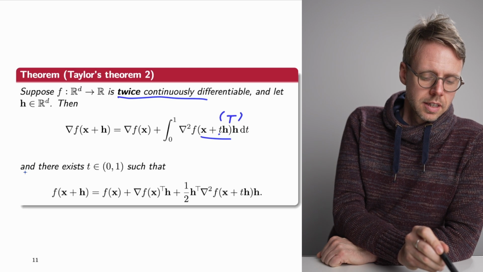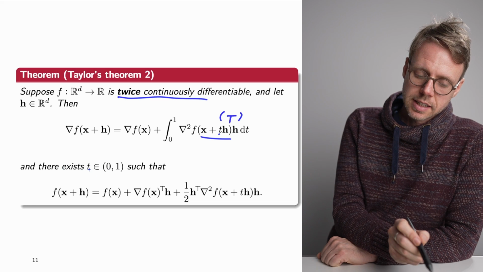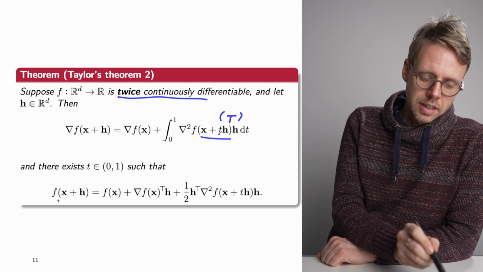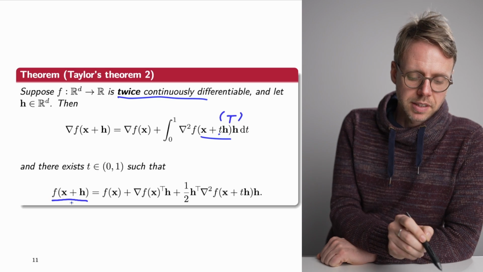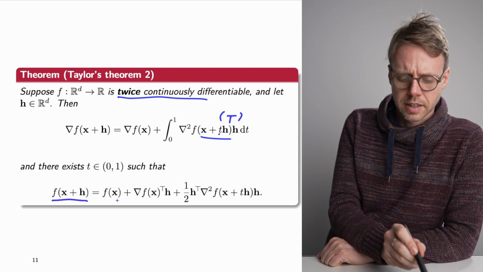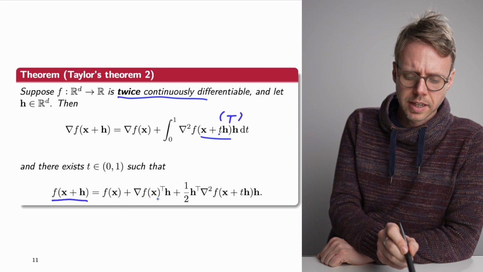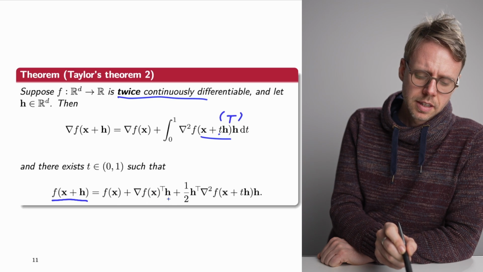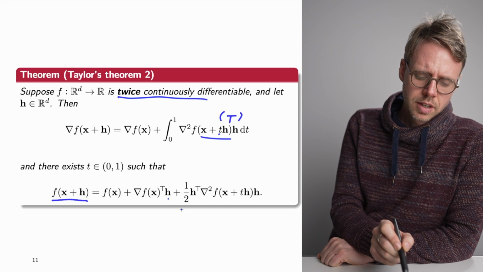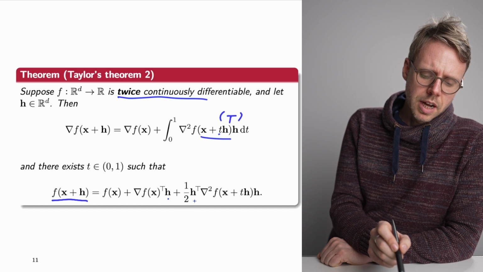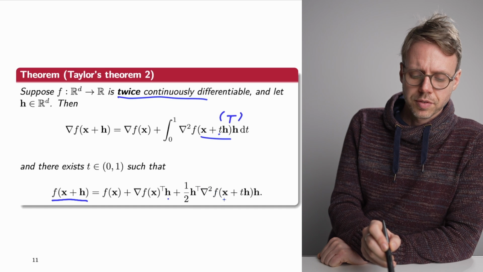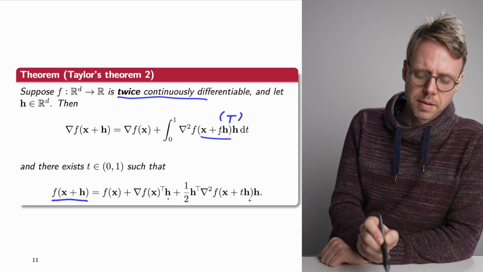And secondly, there will exist some t between 0 and 1 such that the function value at x plus h equals the function value at the point x plus the gradient of f at x times the difference vector h plus 1/2 times h transpose, the Hessian of f at x plus t times h, times h.